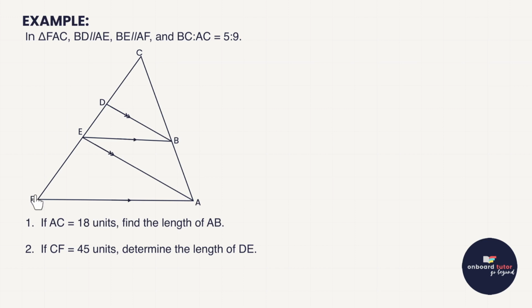In triangle FAC, we've got loads of parallel lines here. BD is parallel to AE. Let's color code those. BD and AE. And then also in the triangle, but not parallel to each other, BE is parallel to AF. And then they give us a bit of information there. BC to AC is 5 to 9. Okay, so BC there, 5x to AC, that's the whole thing there, 9x.